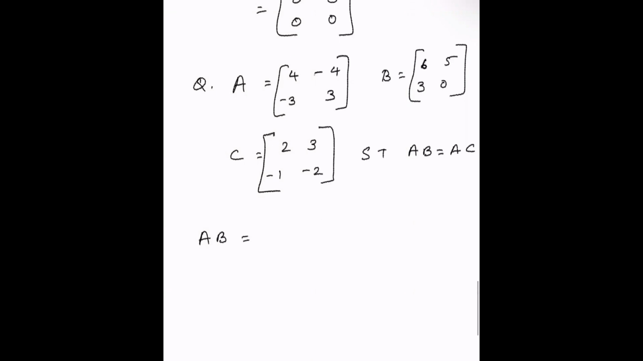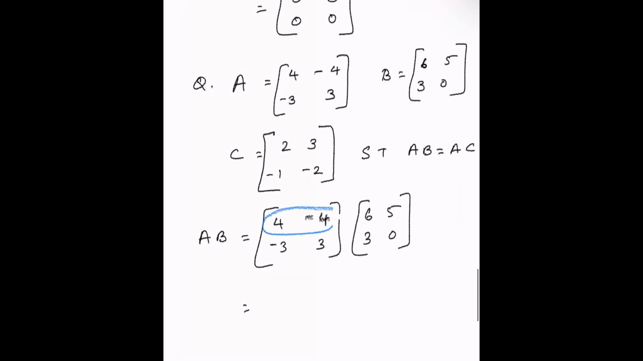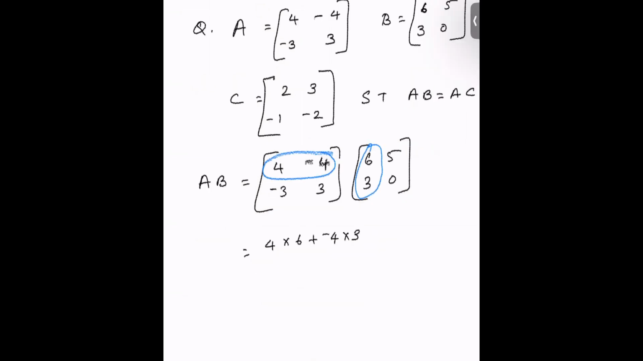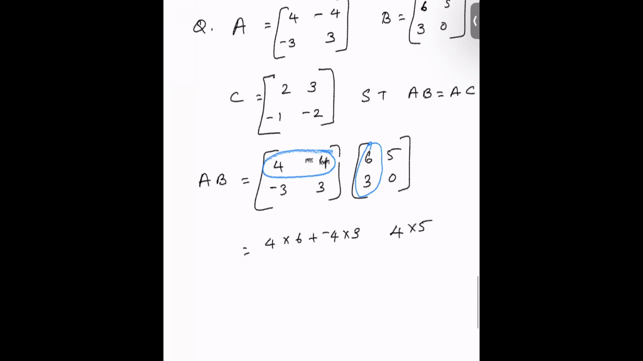Let's do AB first. So let me write A, and then B is 6, 5, 3, 0. So first 4 into 6 plus minus 4 into 3. Then you have to continue with the first row of the first matrix and the second column of the second matrix. 4 into 5 and minus 4 into 0.